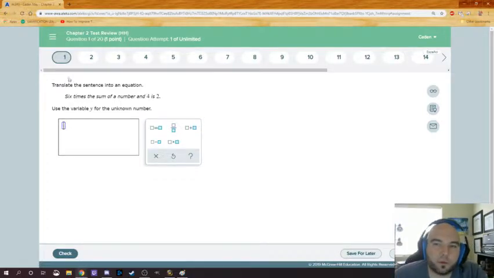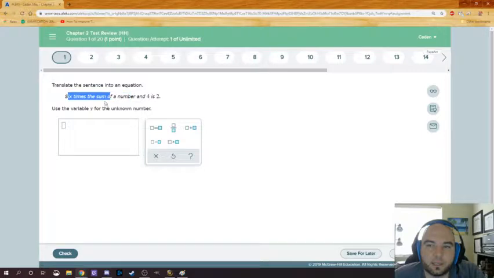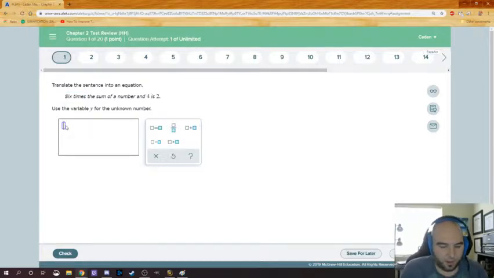Your problem's going to look similar to this. I've seen it say sum, I've seen it say difference, and there's one other thing you got to be careful of. Mine starts with the words 6 times the sum. If yours starts with a number that is times the sum, that means you're going to use a parenthesis. For example, I'm going to write 6 parenthesis, and then on the inside I'm going to write the sum of a number and 4. They want me to use y, according to this right here. So the sum of y and 4 is 2.